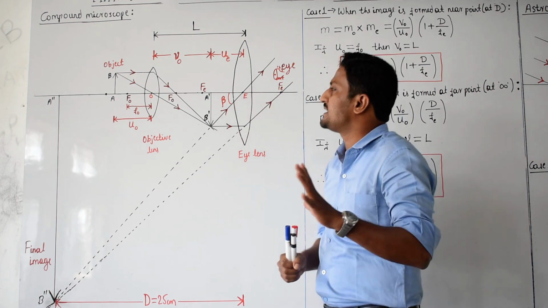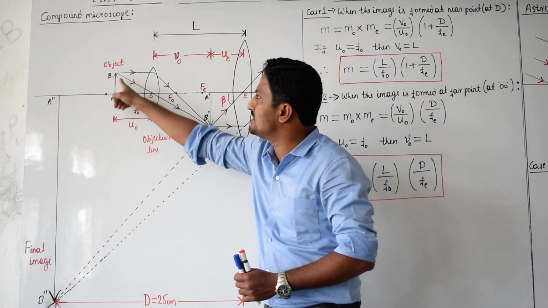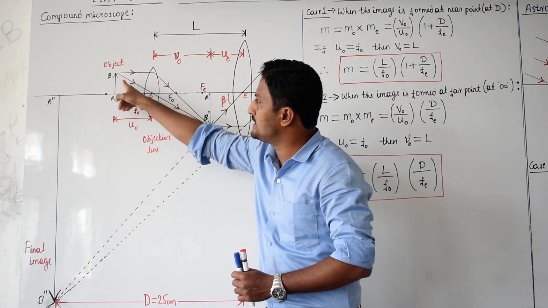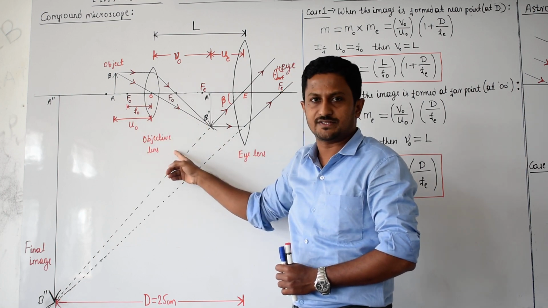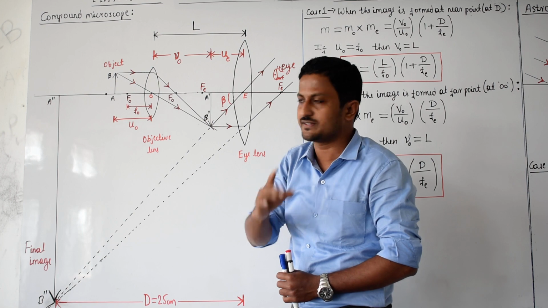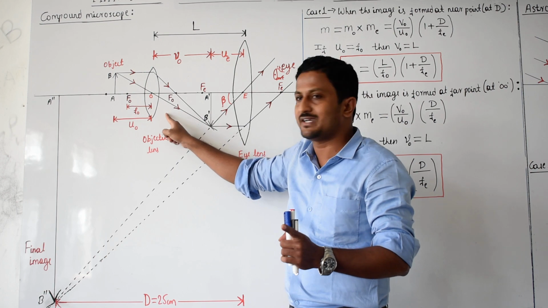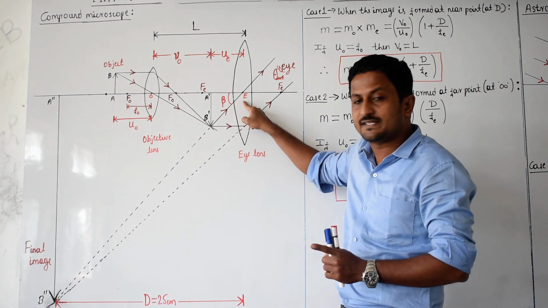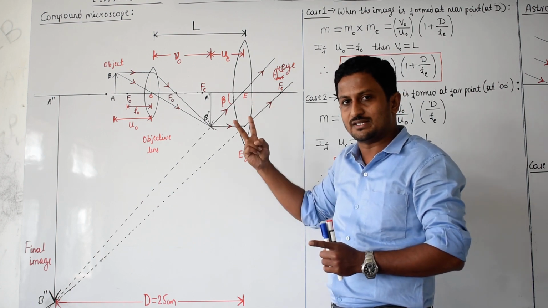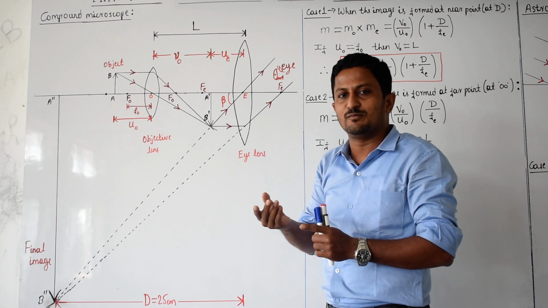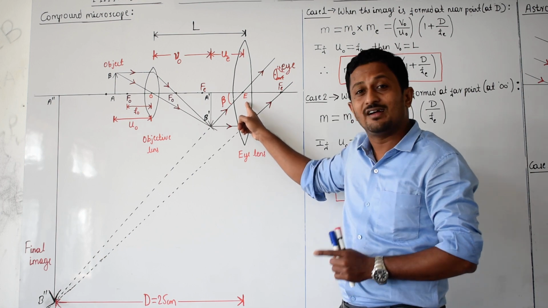Okay, so now concentrate. Here AB is an object that is placed in front of that objective lens. Here you should know a few things. Here O is the optical center of the objective lens and E is the optical center of the eye lens. There are two lenses, so we have to represent them with the O and E symbols. O for objective lens, E for eye lens.